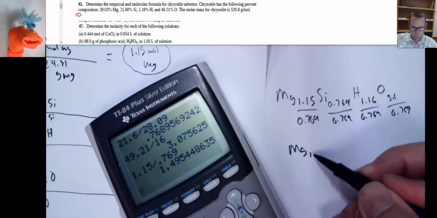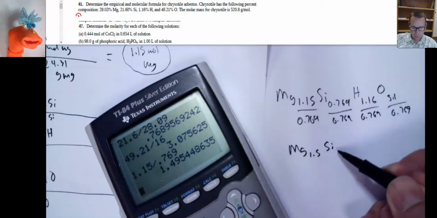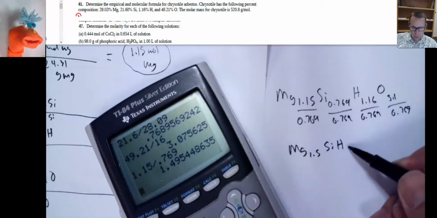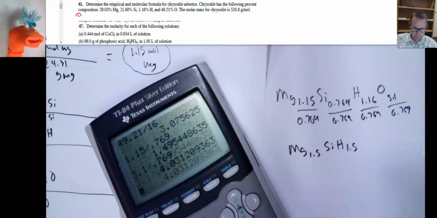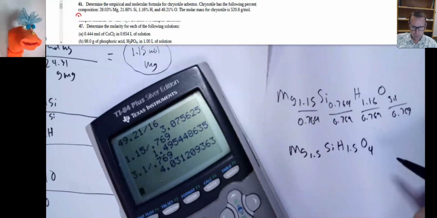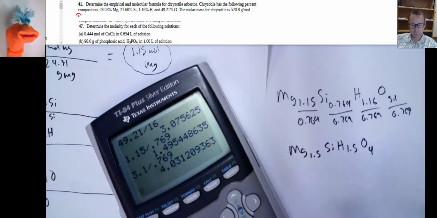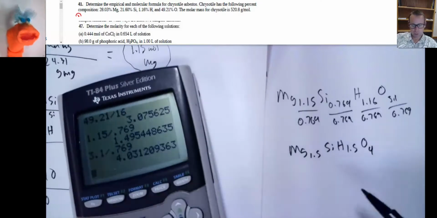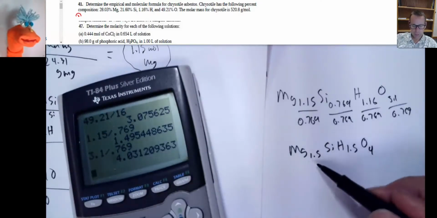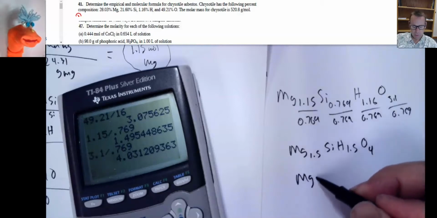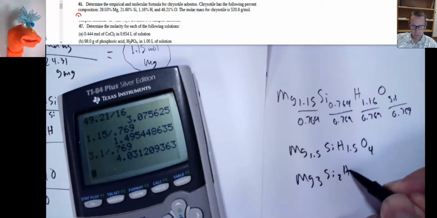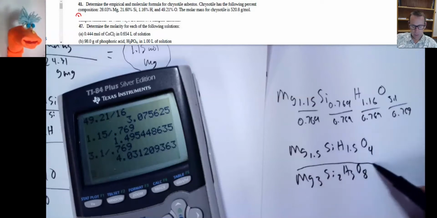So Mg 1.5, Si 1, H 1.5, oxygen 3.1 divided by 0.769, that's 4. Now you've got to multiply everything by 2. What do you mean? Well, because it's 1.5, you need a whole number. Okay, so we're not quite there yet. 1.5 can be multiplied by 2, so we get Mg3, Si2, H3O8. There we go.